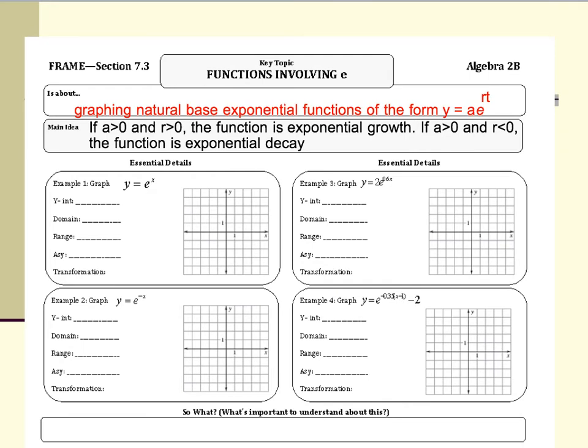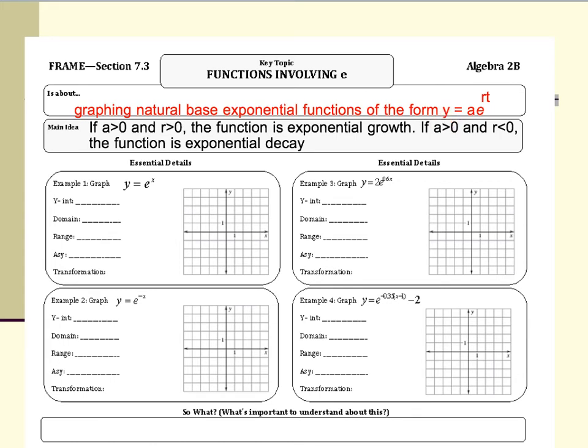Okay, why don't you flip your frame over now? We're going to do the other side. Functions involving e still. This side is about graphing natural base exponential functions of the form y equals a times e to the rt power.